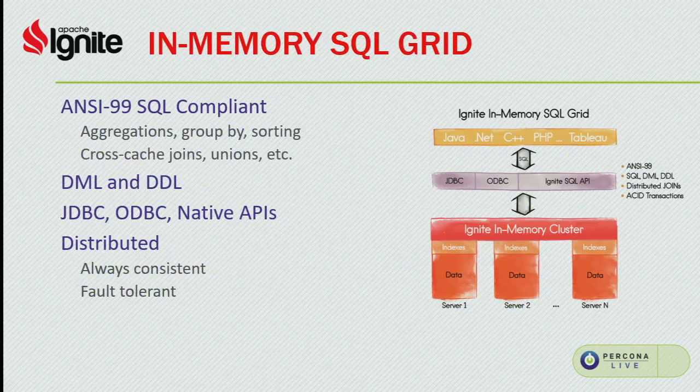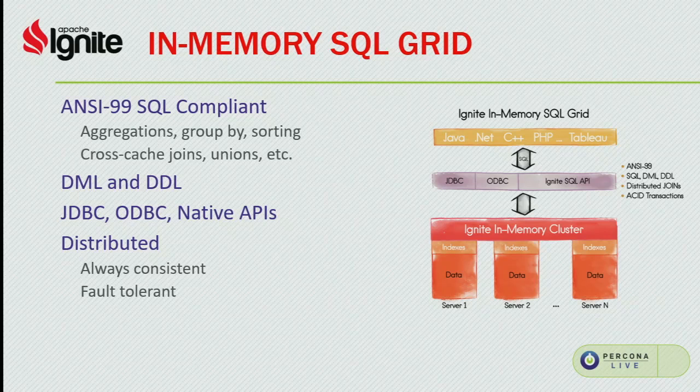For you, as MySQL users, I think it will be beneficial to know about our in-memory SQL grid capabilities. This is the API. This is an ANSI SQL-99 compliant distributed API that is built on top of the Apache Ignite in-memory data fabric. It allows you to execute all well-known queries defined and specified in SQL-99. For instance, all sorts of aggregations, cross-cache joins, and distributed joins are supported out of the box.